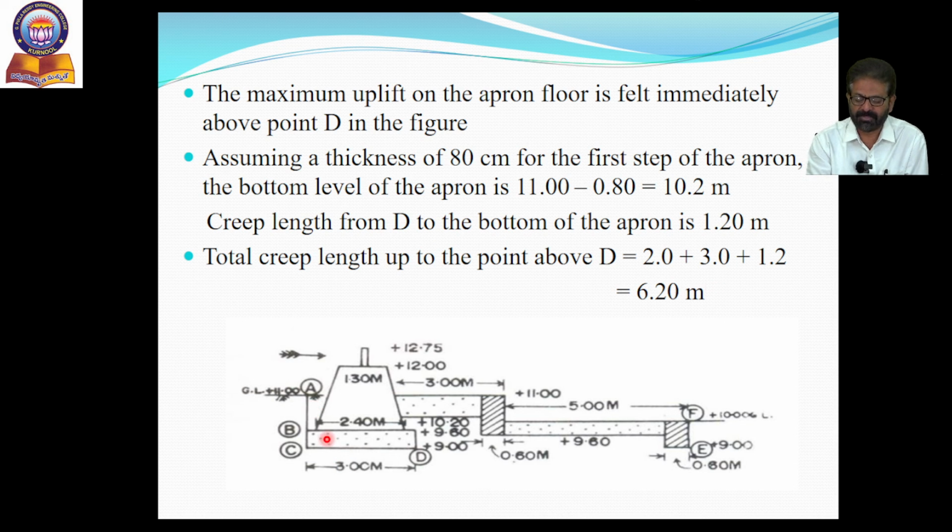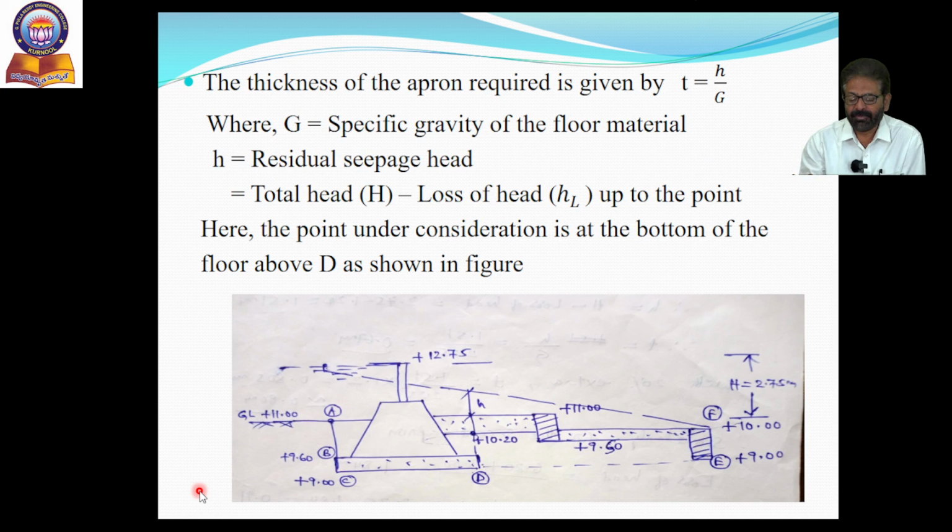Once again, you observe the total creep length up to the point under consideration. Here the point under consideration is bottom of the floor immediately above the D. So therefore, we require the distance from A to this point. The reason is the water will seep in this particular path. Therefore, the total creep length up to the point under consideration is given as 2 plus 3 plus 1.2, 6.2 meters. You can see in this figure also the detailed explanation.